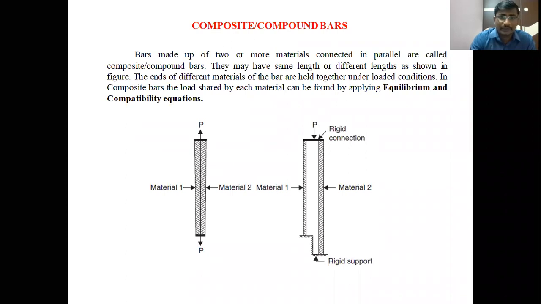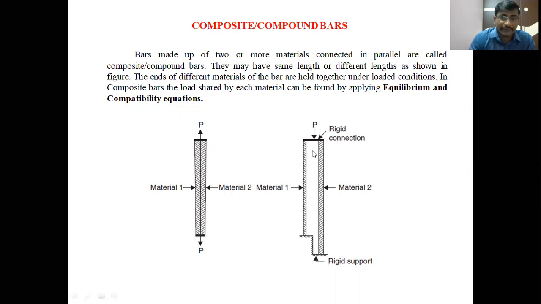Composite bars or compound bars means two or more materials are connected in parallel and they are held together by rigid supports or by rigid connection. By applying a load on those composite bars, either tensile or compressive load, the deformation of each member is the same. That is taken as the compatibility equation.